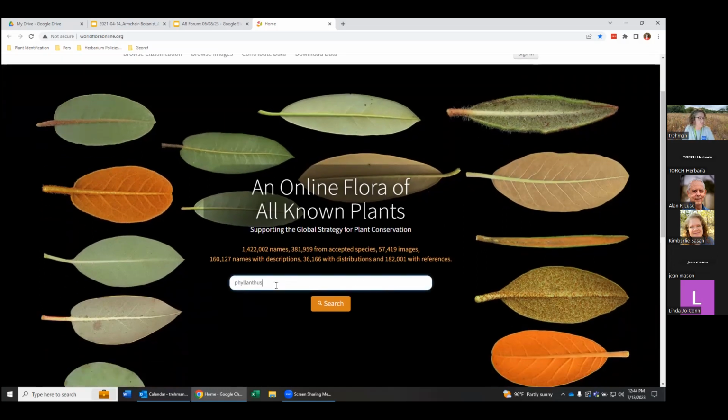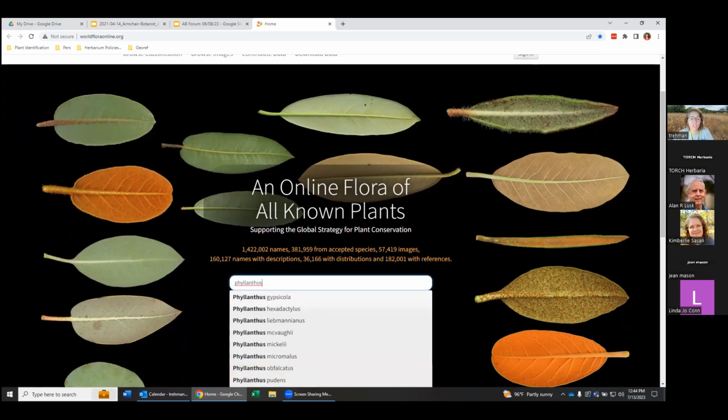Okay, so here's one. Let's keep with our Phyllanthus. Go ahead, was somebody asking a question? You're welcome to. All right.